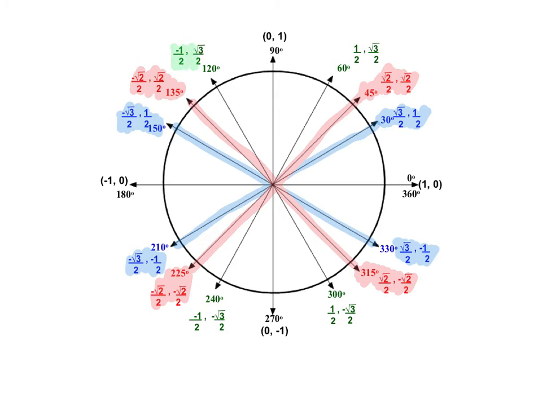Same can be said for the 60-degree reference angles. Everything here in green is 60 degrees away from the x-axis. They're all going to have the same x and y values, and that is 1/2 comma radical 3 over 2. Only thing that changes is how many negatives show up.